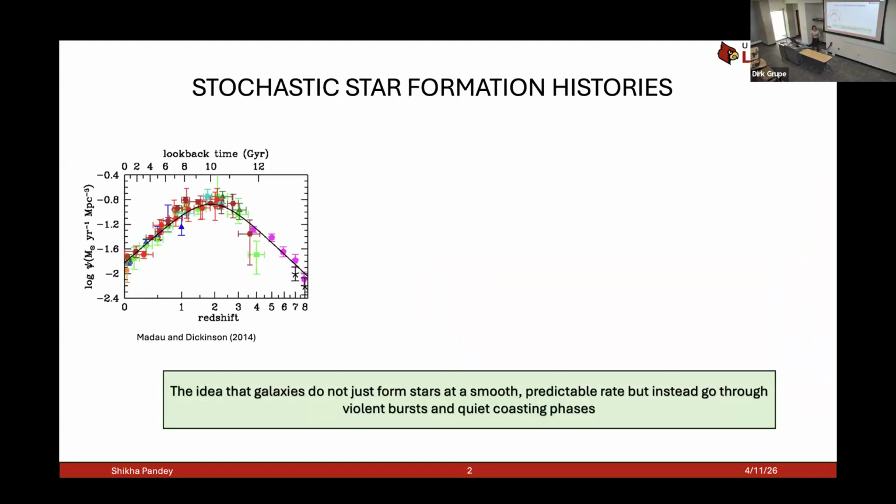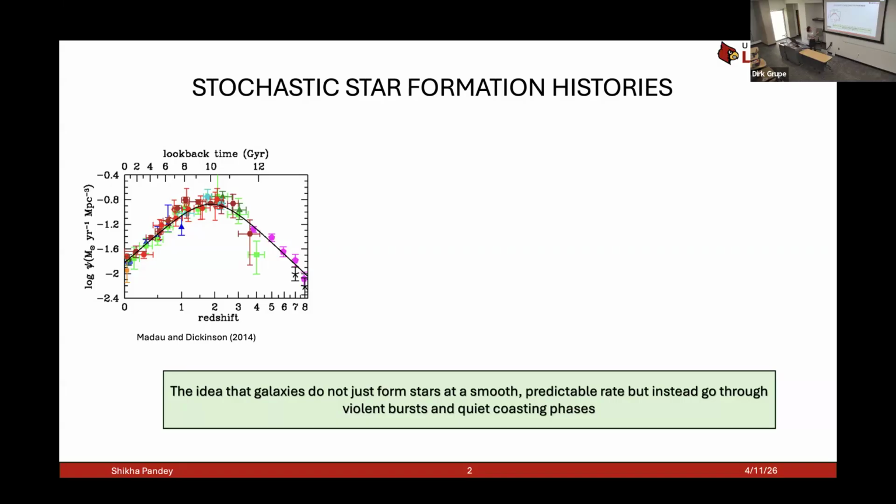So starting off, we have this plot from Madau and Dickinson 2014, which plots the star formation rate density as a function of redshift. As you can see here, the star formation peaked at around redshift 2, which is about 10 billion years ago, and has been on a decline ever since.